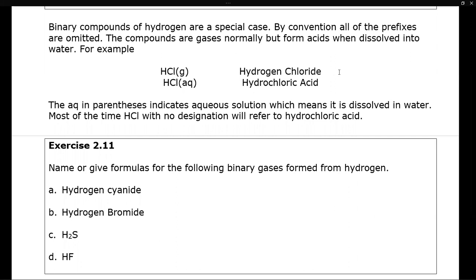Usually people don't keep hydrogen chloride gas around, so if you see HCl with no context, you're probably talking about hydrochloric acid. So then we're going to name a couple of these hydrogen-containing ones, or we'll give the formulas in the example.